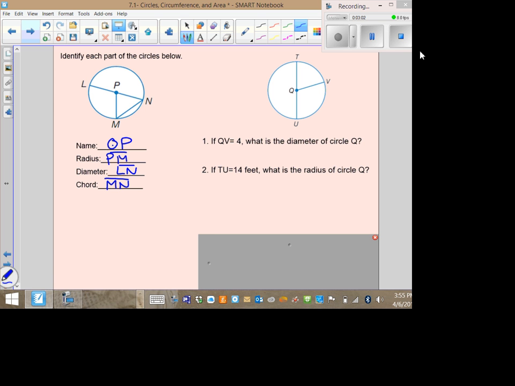All right, if QV is 4, what is the diameter of circle Q? So QV is our radius of 4, but note that QT and QU are also both radii. So those are both also 4, which means that the diameter of circle Q is 8. All right, if TU is 14 feet, so if this whole distance right here is 14 feet, we want to know what the radius of circle Q is. That's right, it would be 7 feet. So just note that the radius is half of the diameter, or the diameter is twice the radius.